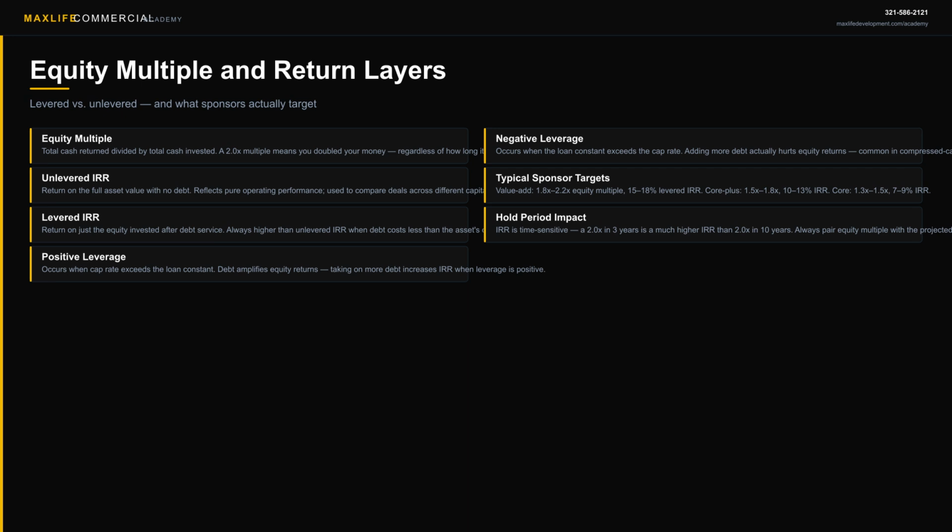Unlevered returns reflect the deal's performance as if you paid all cash. No financing, no debt service. This is how you compare two deals with completely different capital structures on an apples to apples basis. Levered returns add debt into the picture, and here's the key insight.